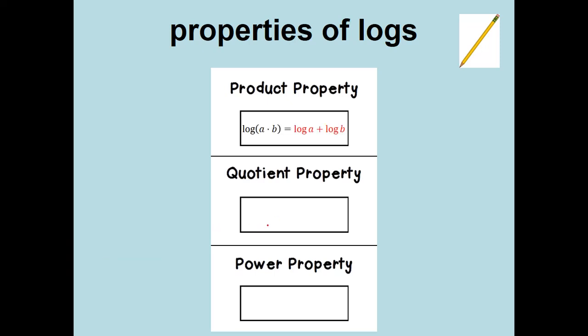So the product property looks something like this. If I have log of whatever base, any base works, of A times B, I can rewrite that as log A plus log of B. And I'll explain why that's the case in a little bit here. Quotient property, if I have log of A divided by B, I can make that log of A minus log of B. And then the final one, the power property, if I have log of A to the B power, I can rewrite that as B times log of A.